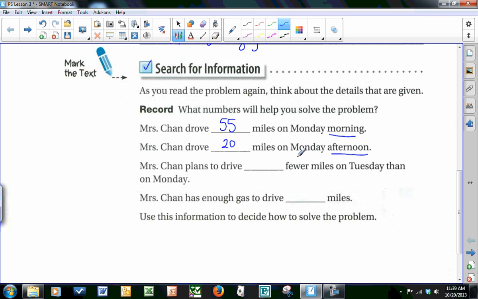The problem also told us that Mrs. Chan plans to drive 10 fewer miles, and we said fewer means less than. Finally, it told us that Mrs. Chan has enough gas to drive 60 miles. So that's the information they've given us, and we're going to use it to decide how to solve this problem.